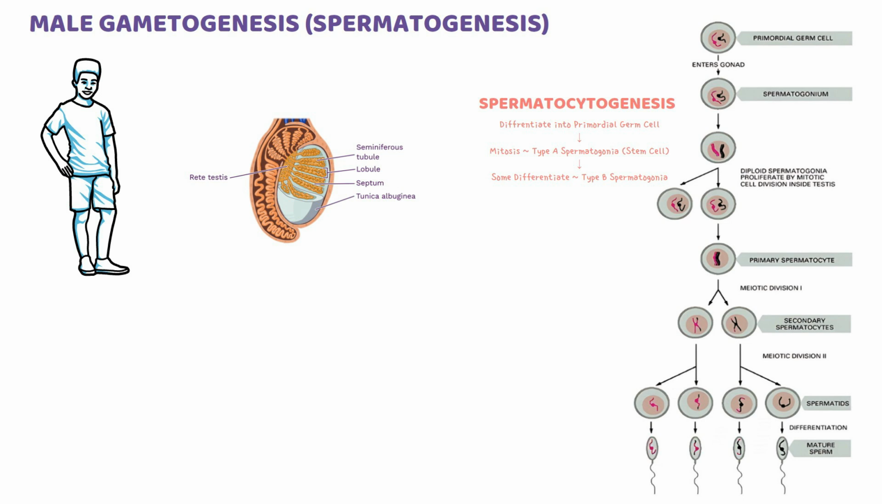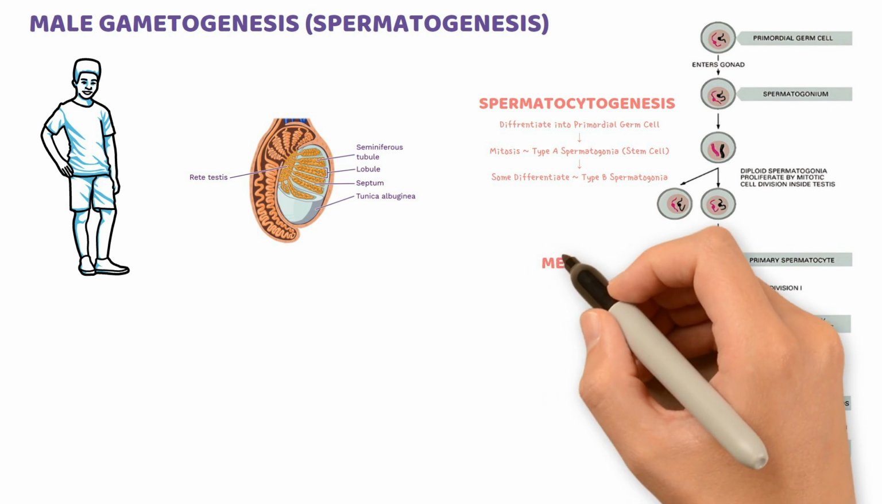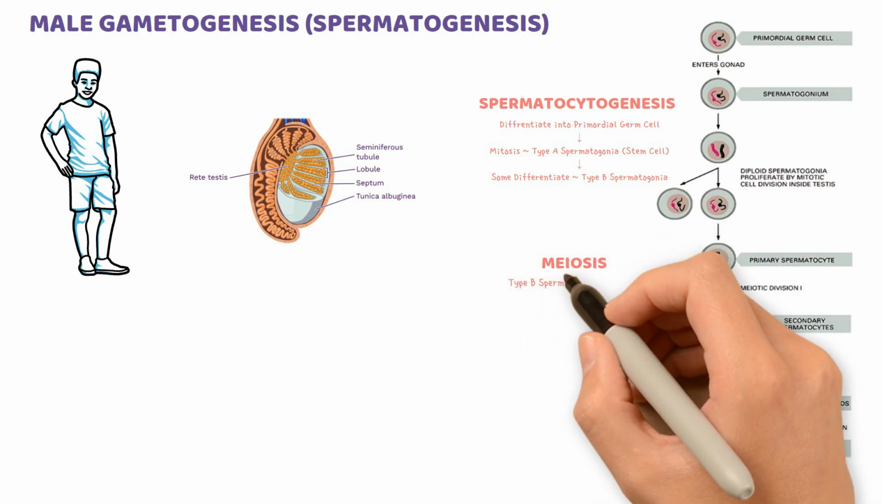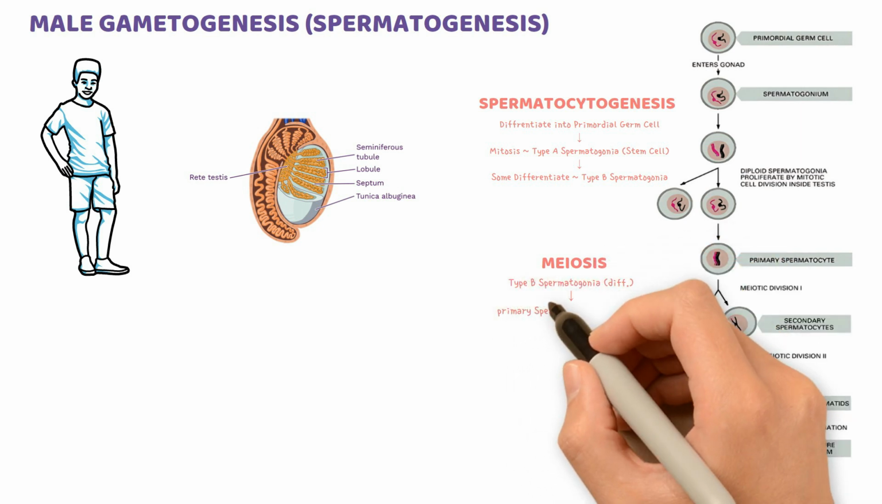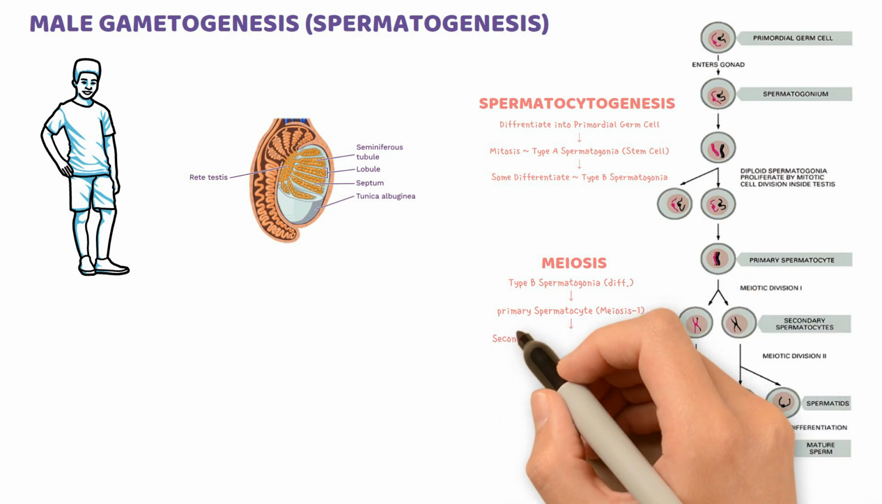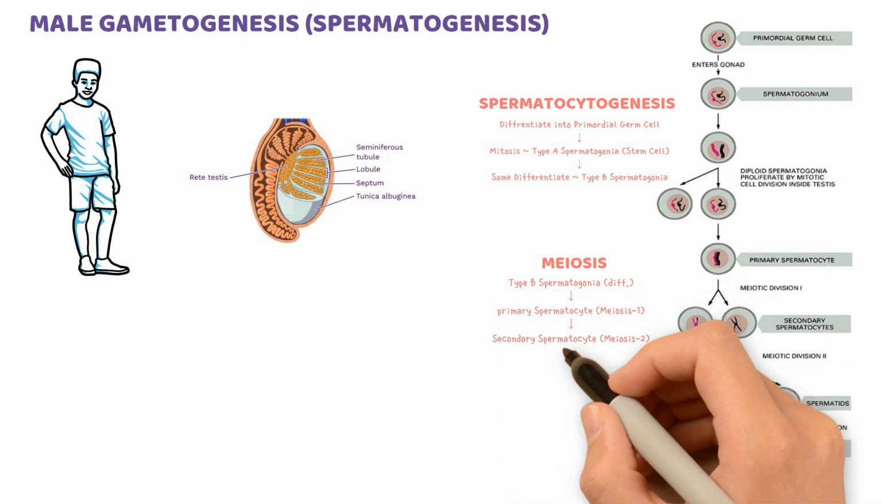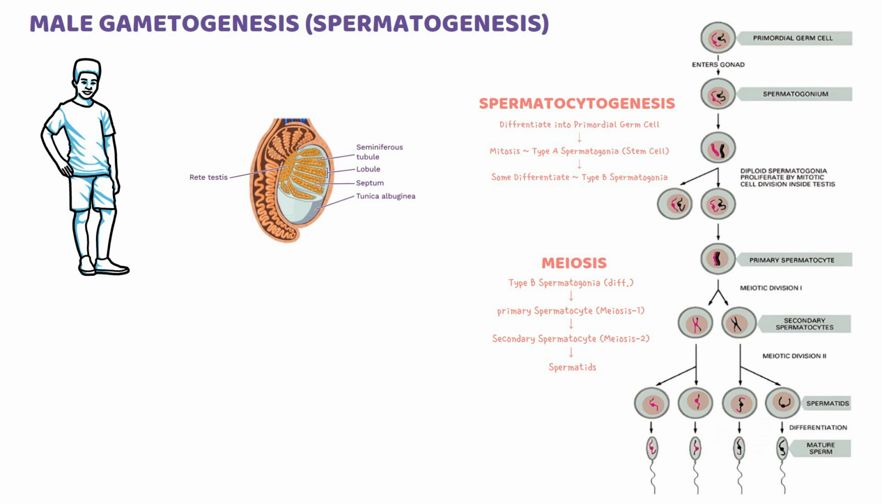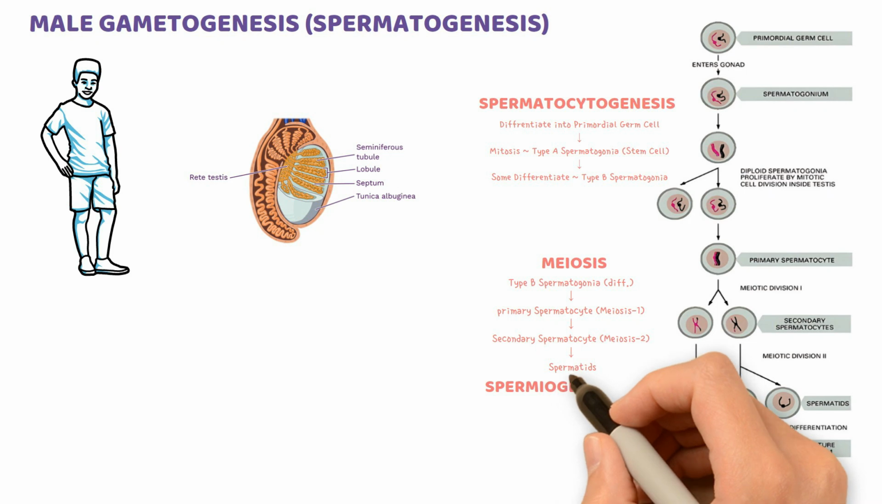Type A spermatogonia undergo mitosis to provide a continuous supply of stem cells throughout the reproductive life of the male. Some type A spermatogonia differentiate into type B spermatogonia. Type B spermatogonia enter meiosis 1 and undergo DNA replication to form primary spermatocytes. Primary spermatocytes complete meiosis 1 to form two secondary spermatocytes. Secondary spermatocytes complete meiosis 2 to form 4 spermatids.